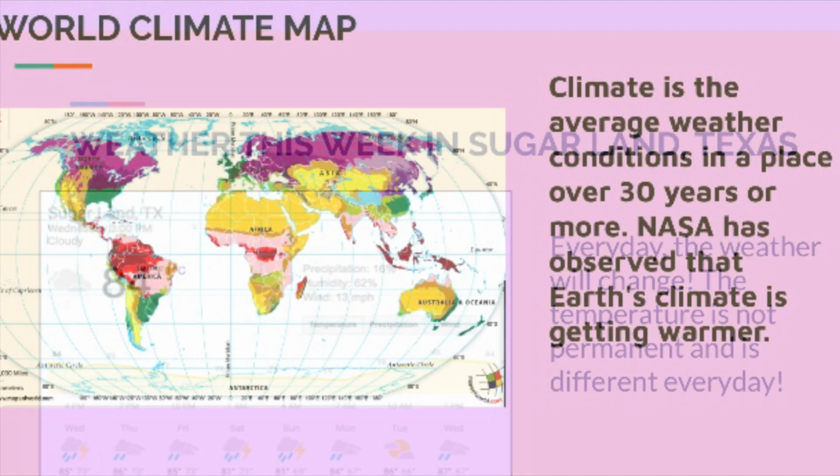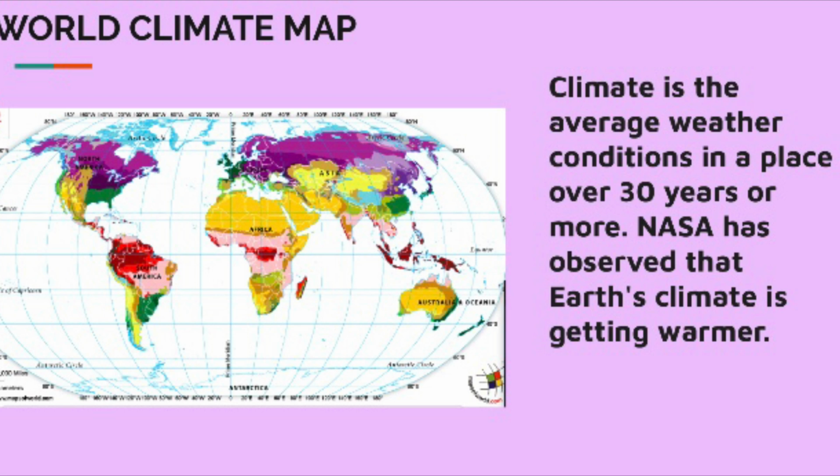To give you guys a better understanding of what climate is, I showed you a picture of the world climate map. Climate is the average weather conditions in a place over 30 years or more, to reiterate. You can see that every color represents a climate region. Every single region on the map is a different color, and every single country, even within a continent, has different climate regions. That can be because of a large number of factors, such as longitude, latitude, proximity to an ocean, proximity to mountains, etc.